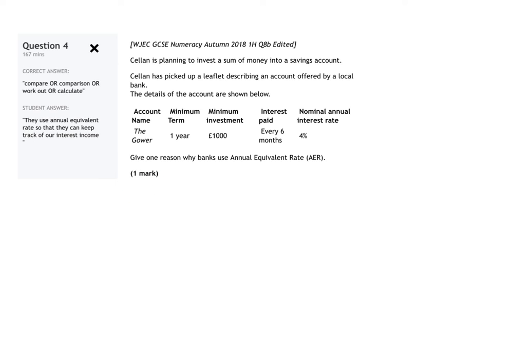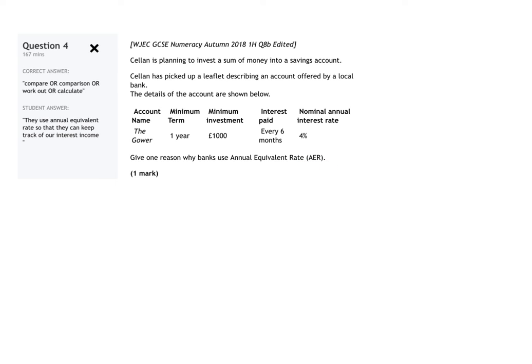So it talks about Ketlan, who wants to invest a sum of money into a savings account. It talks about the bank account being called the Gower. It's got a minimum term of 1 year, minimum investment 1,000. Interest is paid every 6 months. That's probably the interesting bit. And the nominal annual rate is 4%. And the question is, give one reason why banks use annual equivalent rate, AER.